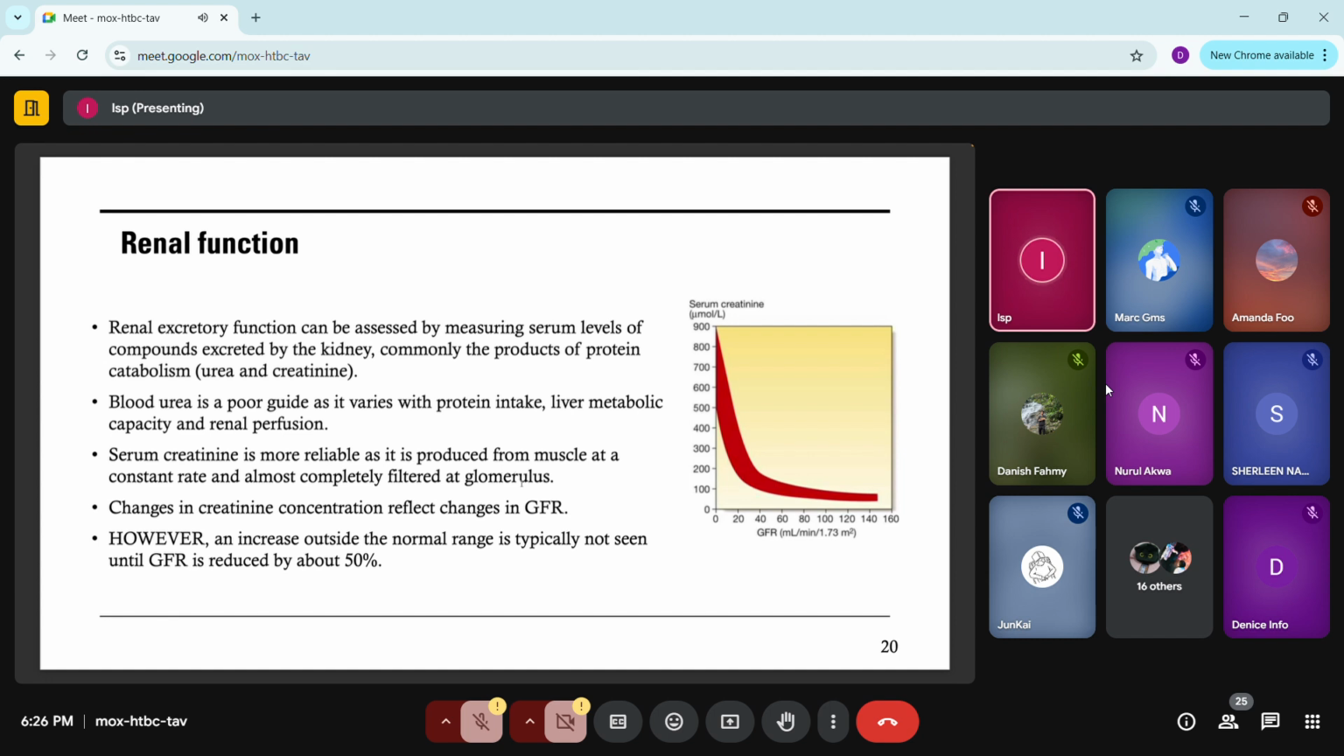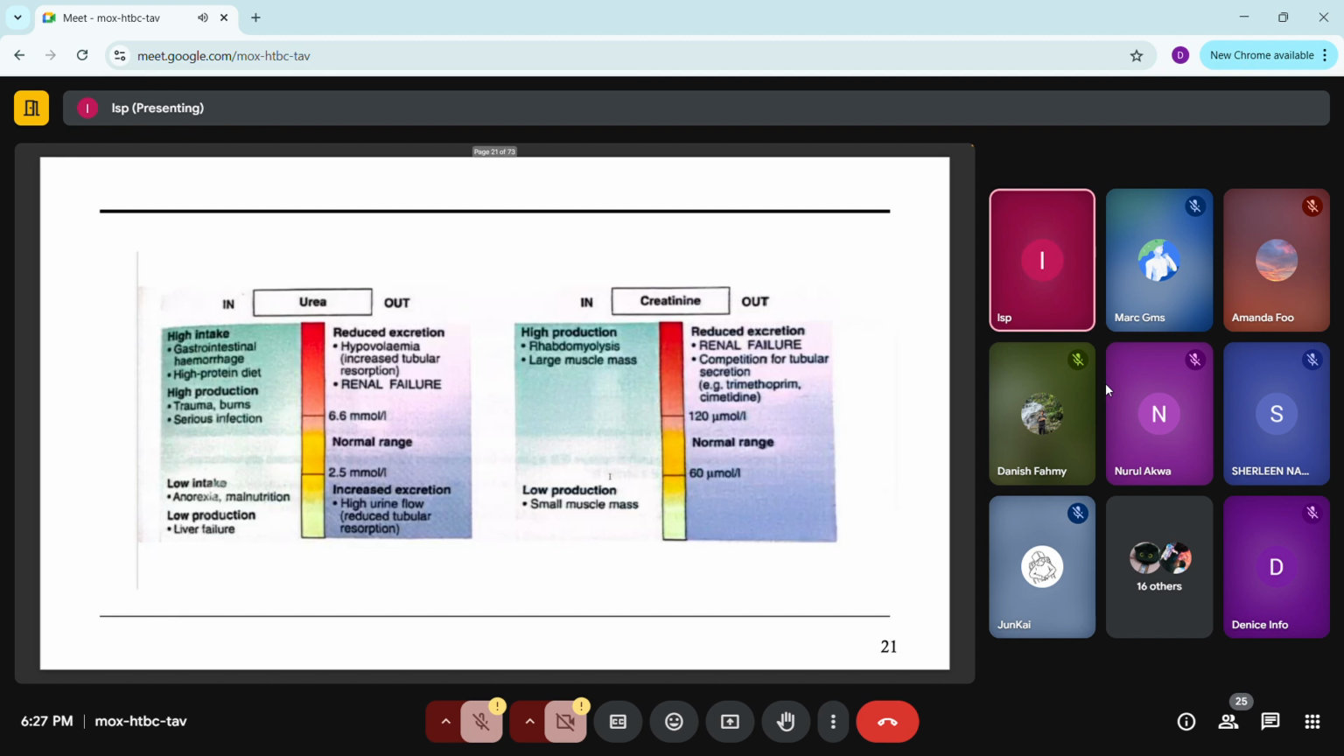However, if you look at the relationship between your serum creatinine and your GFR, any increase outside of the normal range is not actually seen until your GFR is reduced by 50%. That means with early changes of GFR, you will not see any change in creatinine. Only at a very late stage, when your GFR is reduced by more than 50%, does the creatinine start to rise. So it's not a very good marker for early or mild kidney injury either. Okay.